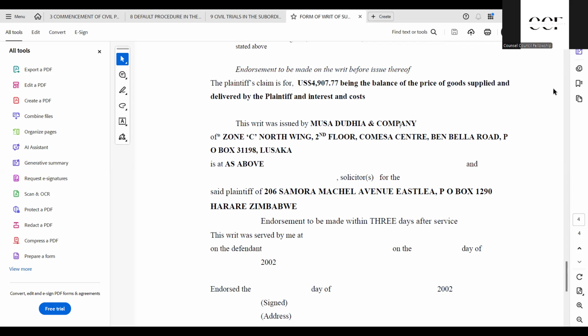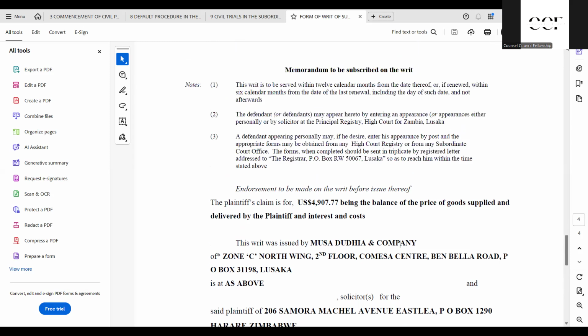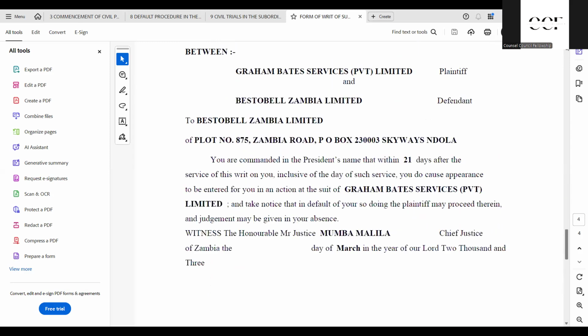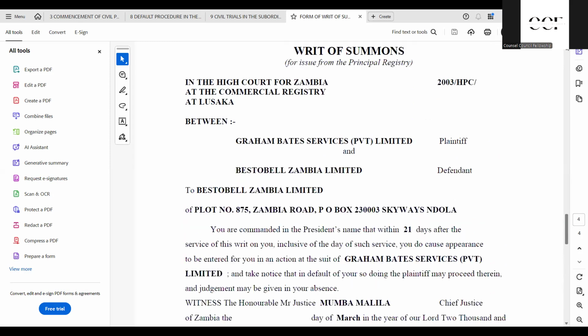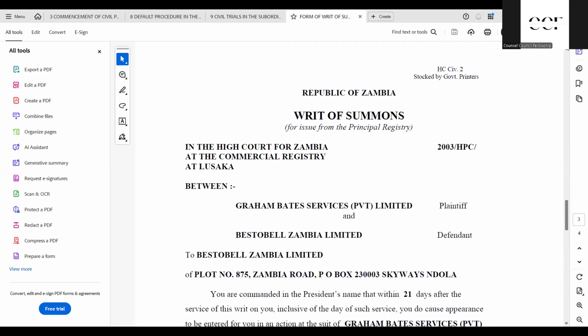Okay. What you're seeing here is a writ of summons. And this writ of summons, you can find it in the first schedule to the Subordinate Court Act. Now, you're seeing there that the writ of summons I'm sharing on the screen is for the High Court. In the interest of time, I will go with this one because there's something I need you to learn about that particular aspect. We're supposed to be using a writ of summons from the subordinate court.